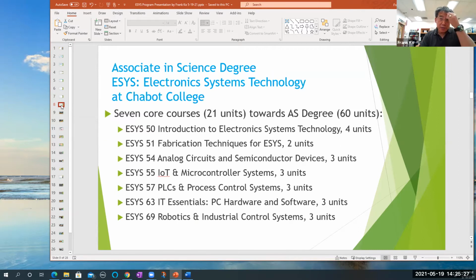Here is the list of courses towards the Associate of Science degree in electronics technology. 7 courses, 21 units towards your AS degree, which requires a total of 60 units of your general ed, social sciences, liberal arts, and other courses. But the core courses for electronics are listed here, and it's very achievable within a year and a half, certainly under 2 years. It's very, very achievable.